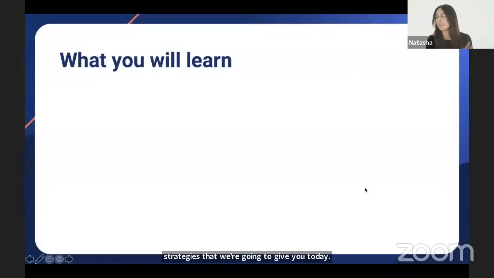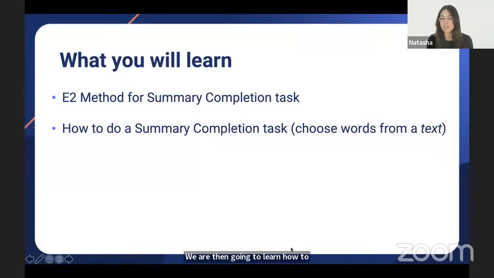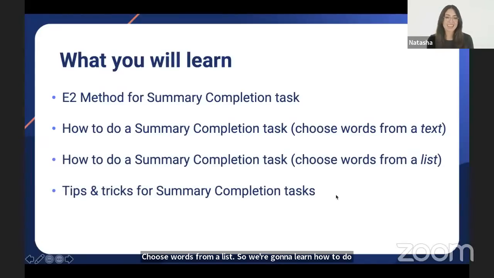Now, here's what we will be learning in this live class. Today, we're going to look at the E2 method for summary completion task. We are then going to learn how to do a summary completion task: choose words from a text. Now, this is really important because we're going to look at two versions of this particular task. The second version we're going to do is choose words from a list. So we're going to learn how to do both versions of this summary completion task. And of course, I'm going to give you lots of tips and tricks along the way for these summary completion tasks. So make sure you're paying close attention and following along.